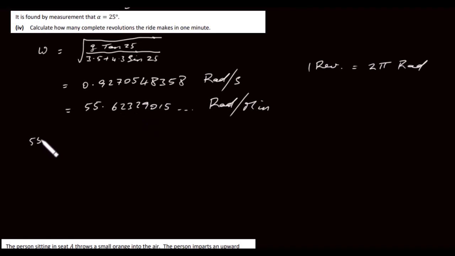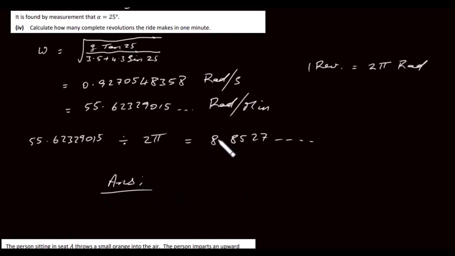So we're going to take 55.6232915. I'm going to divide that by 2 pi, and that will give us 8.8527 and so on. Okay, so our answer is going to be that it can do 8 complete revolutions. It hasn't quite reached the 9th revolution, so our answer is just 8 complete revolutions in one minute. Okay, so that's that one.